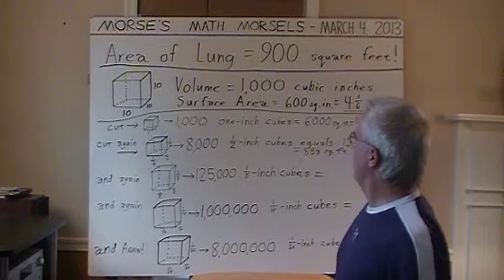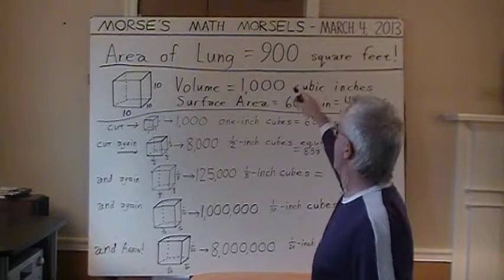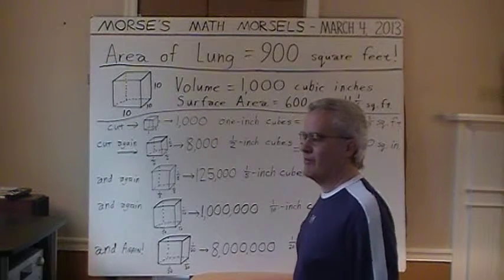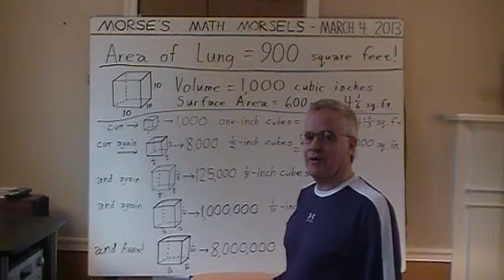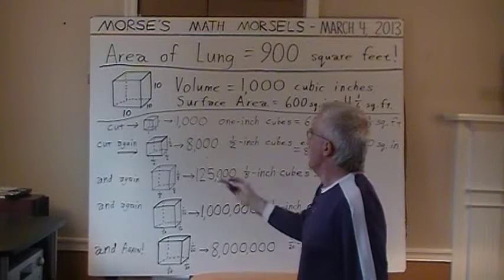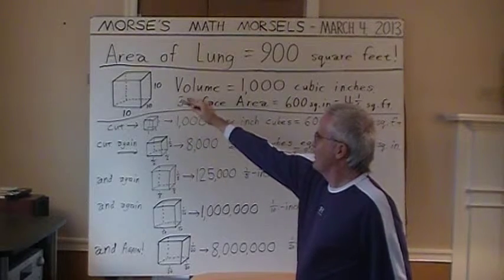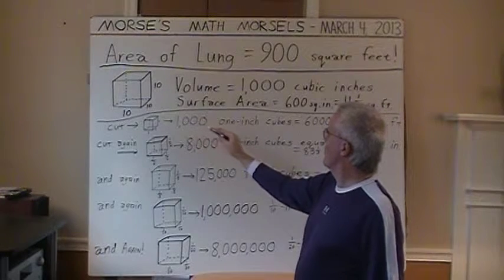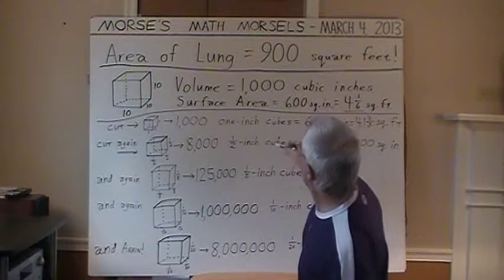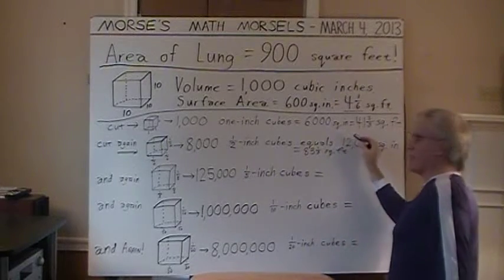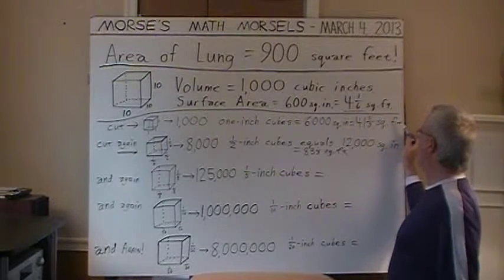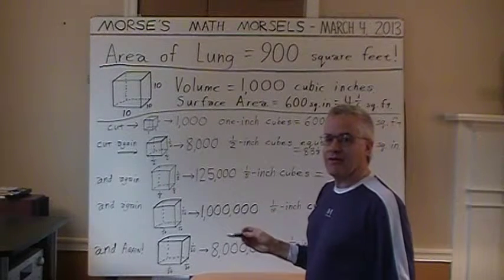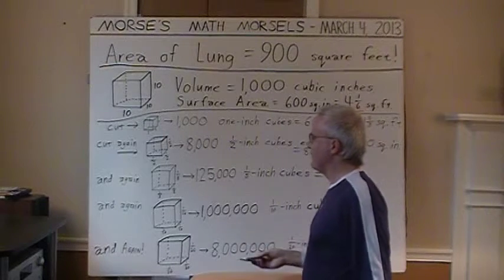In a couple of previous videos I stated that the area of an adult human lung equals 900 square feet. It's a lot of surface area, as large as the first floor area of a large house. And I had cut that original 10 by 10 by 10 inch cube into 1,000 little cubes, each of them 1 inch. And their surface area comes out to 6,000 square inches, which is 41 2/3 square feet. About the size of a modestly sized closet floor area.